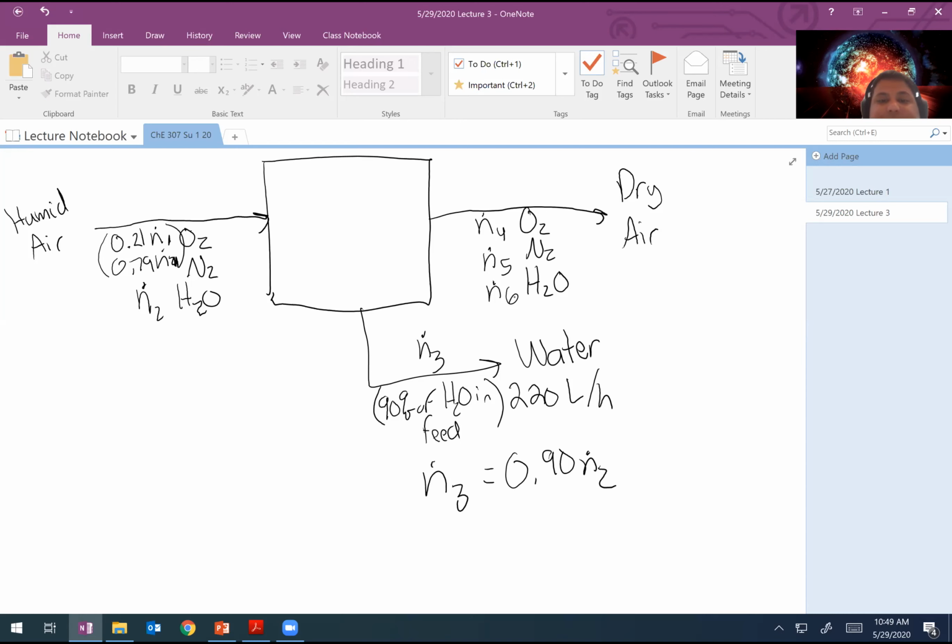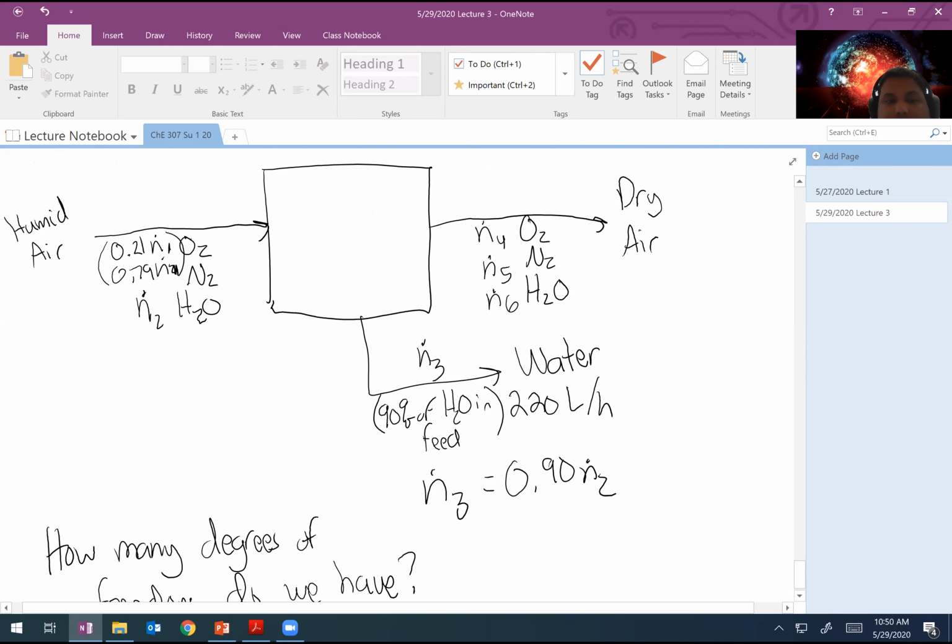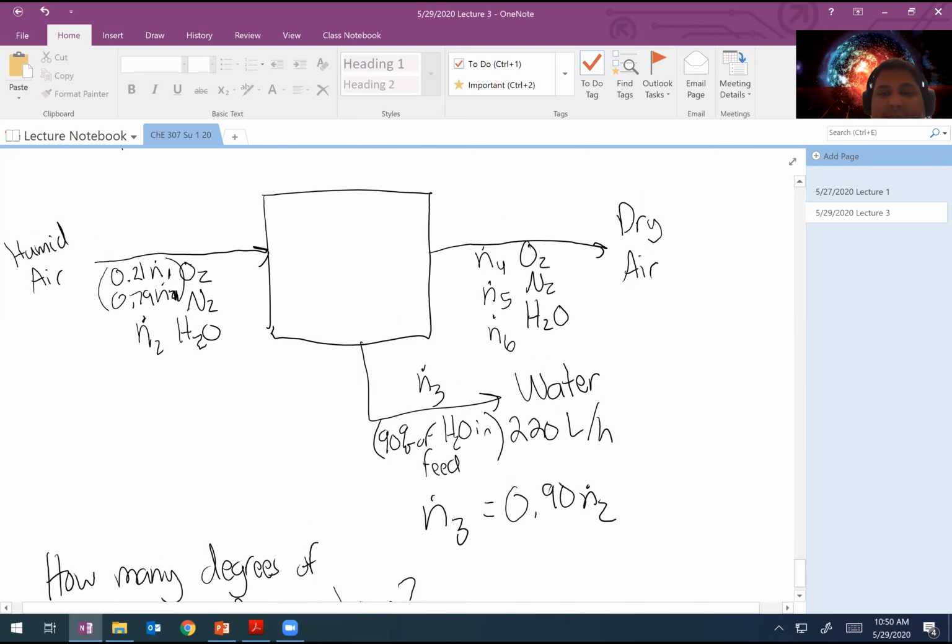So the question becomes, how many degrees of freedom do we have? Is the N6 not just 0.1 N2 for the H2O? You're right, it is. And so we can make another specification, because if 90% of the moles are leaving in the condenser, that means 10% must remain in the dry air by the balance. So I can say N6 is 0.1 N2.